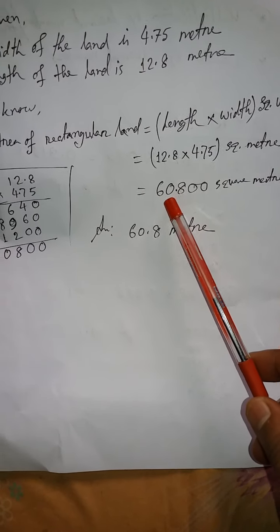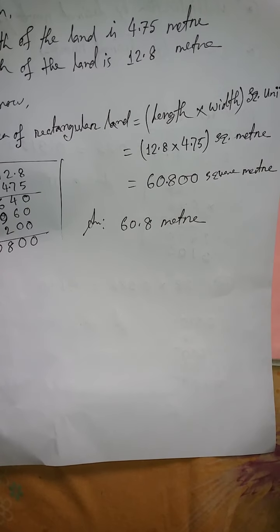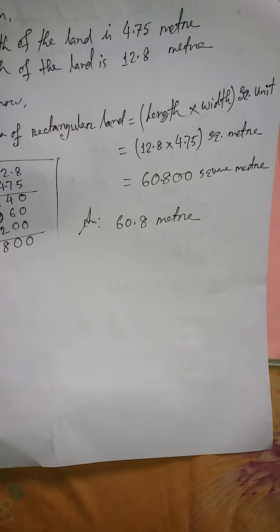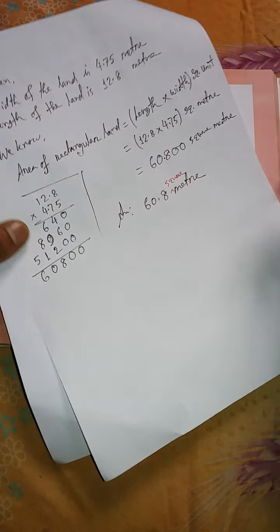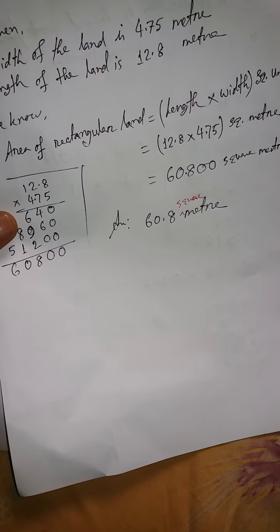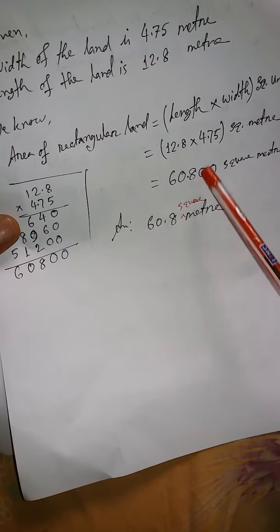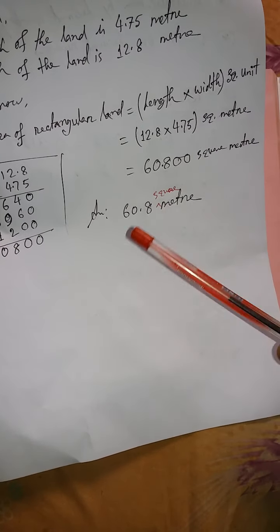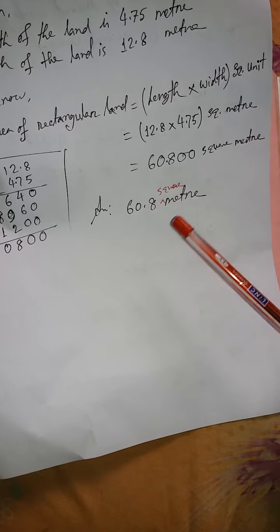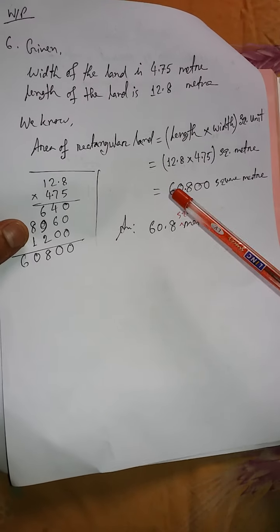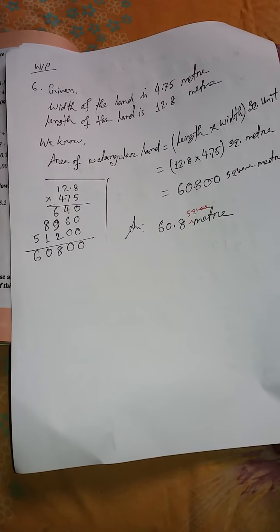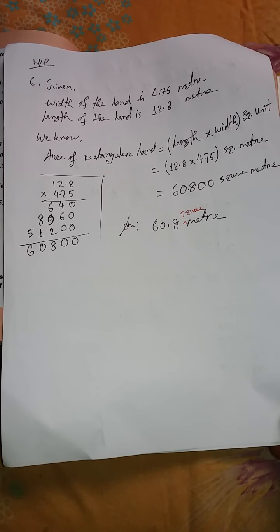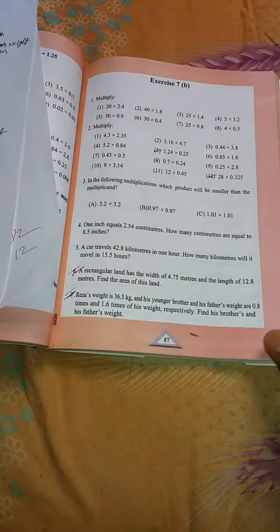So I found 60.800 square meter. So the answer should be 60.8 square meter. I'm extremely sorry. Here will be what? Square meter. If you don't write square meter, the whole problem will be cut and there will be no marks, because always remember the area is expressed in square units. Always remember, whether it is a square land or rectangular land or parallelogram, it doesn't matter.